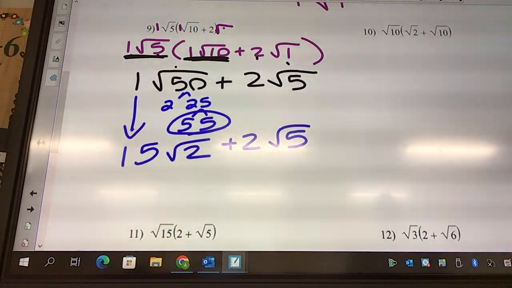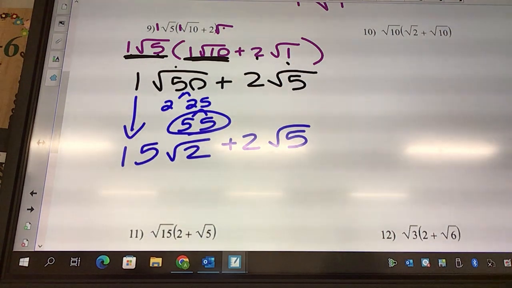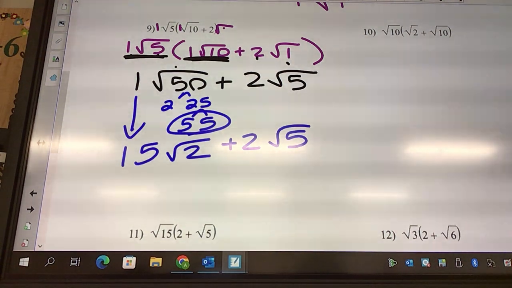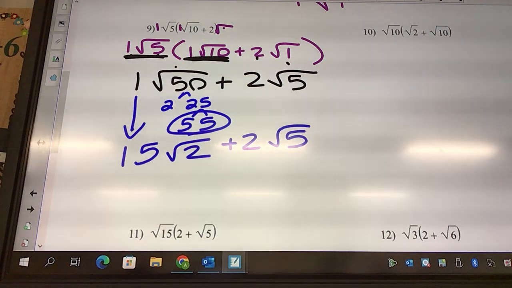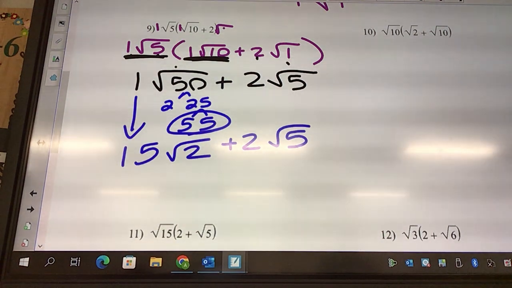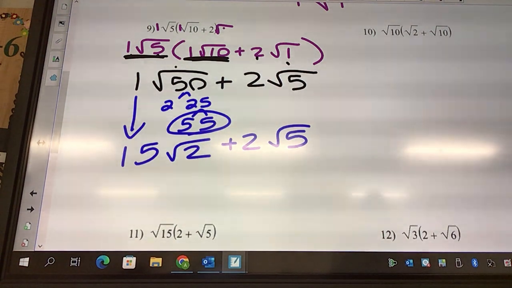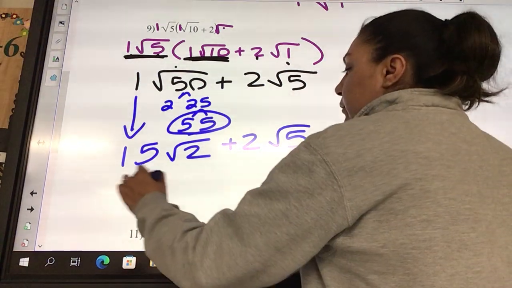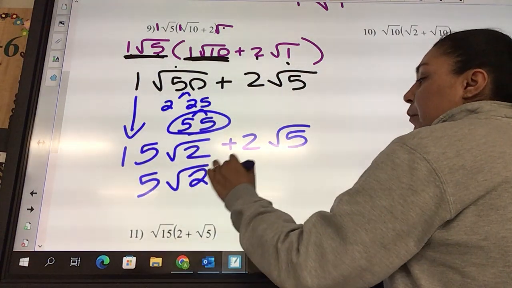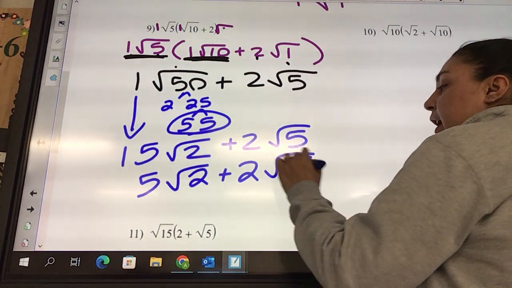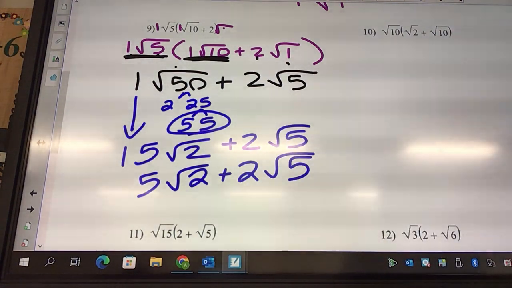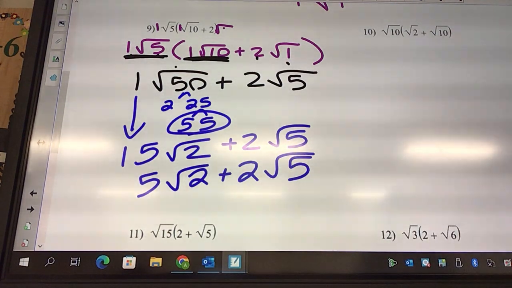Okay, what are you going to do with that 1 and 5? Multiply it. So what is 1 times 5? Okay, so we're going to get 5 square root 2 plus 2 square root 5. Okay, now for the most part, this is where you're going to end.